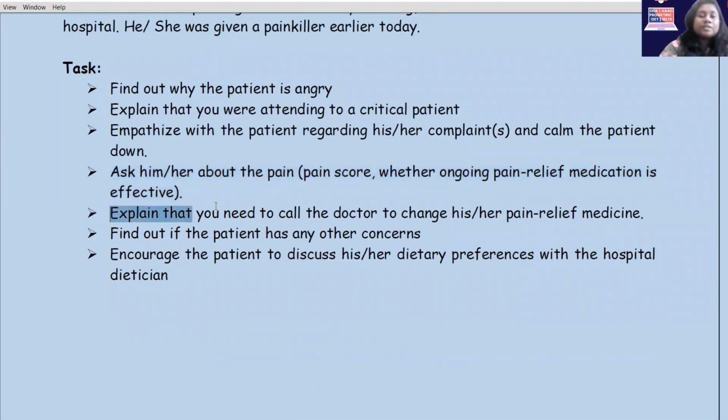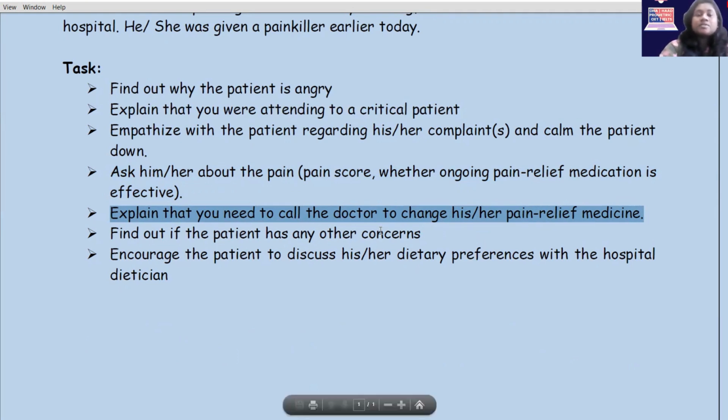Then you can go for the next one, that is explain that you need to call the doctor to change his or her pain relief medication. So for this particular task, the student would need to explain that a stronger medication can only be administered with a physician's order. It needs to be done skillfully as the patient is in pain and has already had to wait for 30 minutes. Therefore, the nurse should justify this step by explaining that this decision is in the patient's best interest.